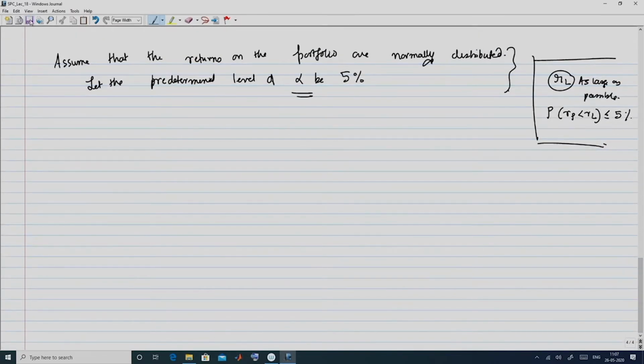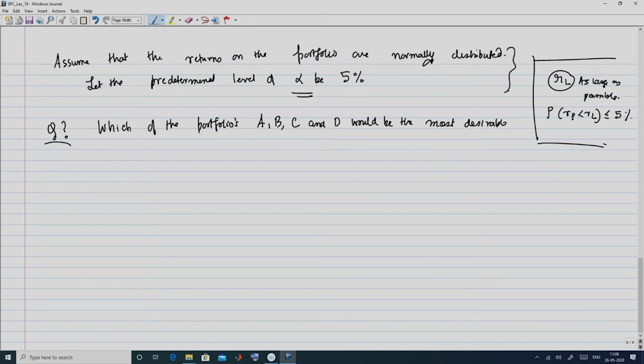So, I want to pose the following question: amongst these 4 portfolios A, B, C and D, which of the portfolios would be the most desirable to an investor who is using the Kataoka safety first criterion? So, let us try to answer this question.